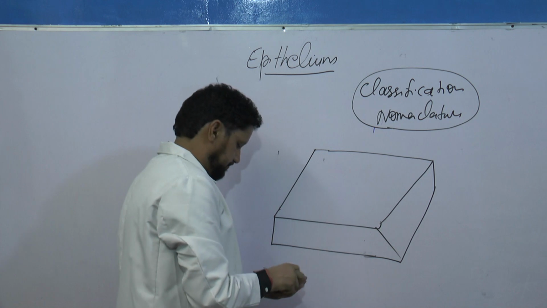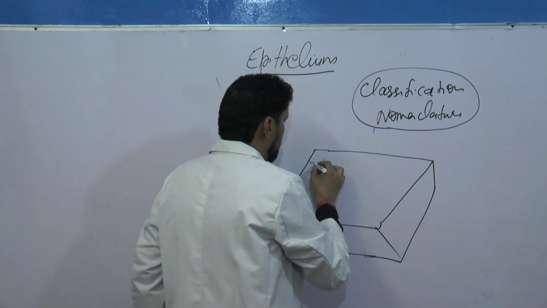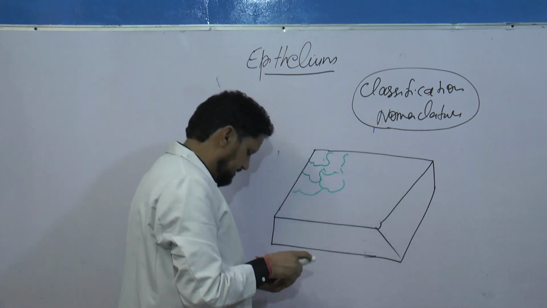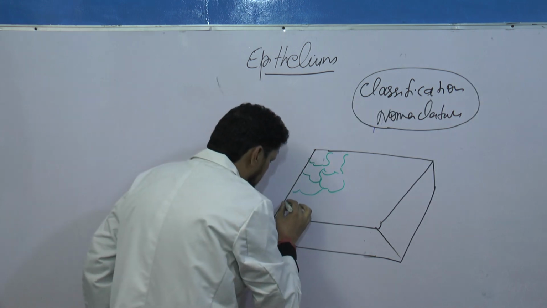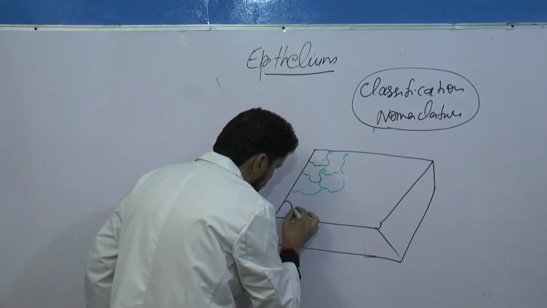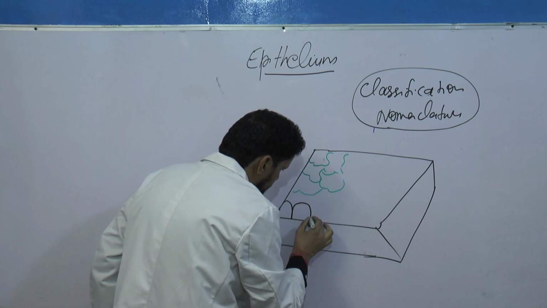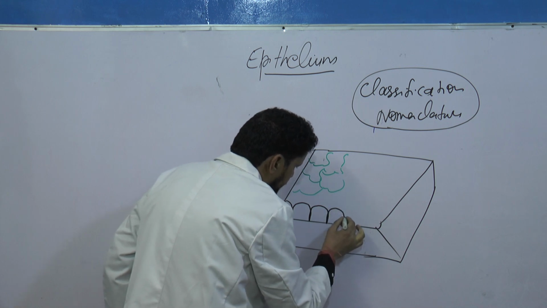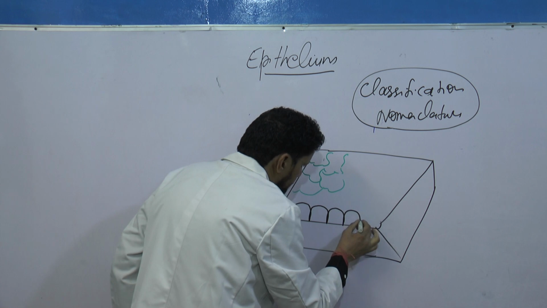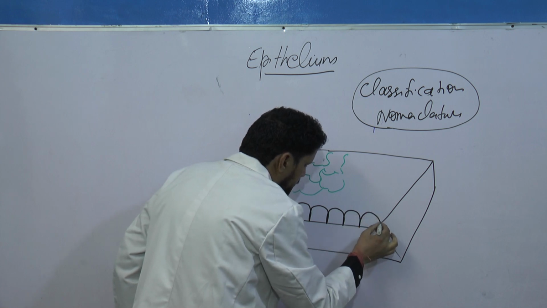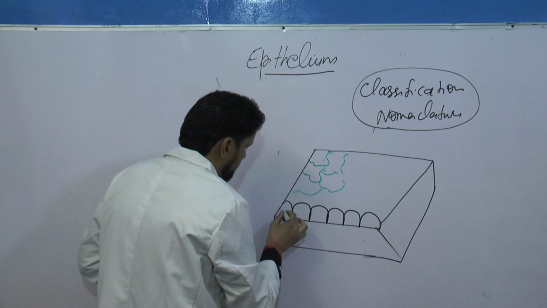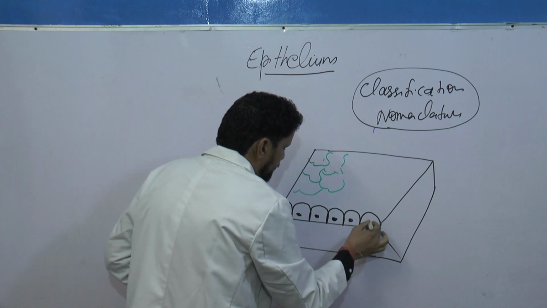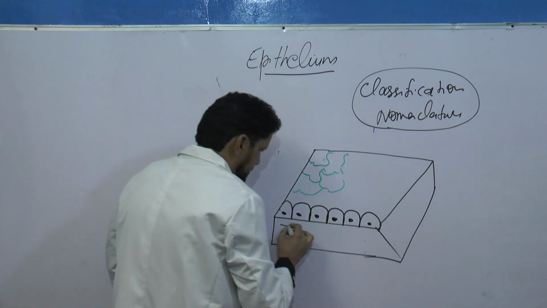So what we see here, again cells are irregular, polygonal, but here the height and breadth of the cell is almost equal. Or square cells. These are the nuclei and resting on the extracellular matrix.